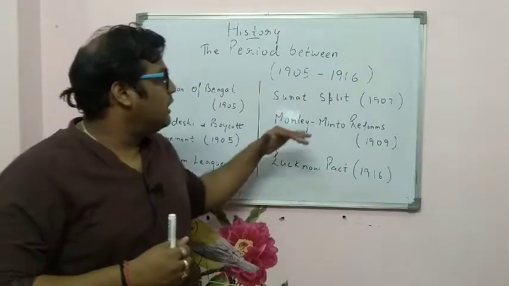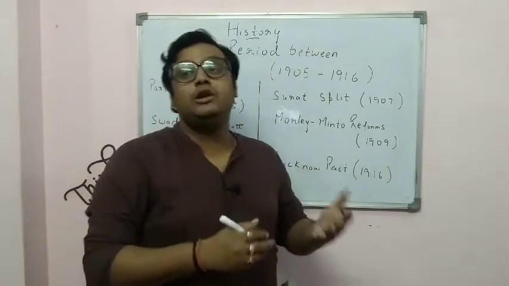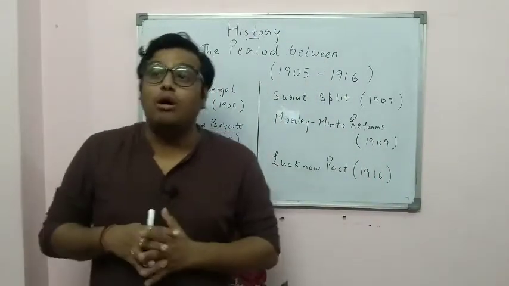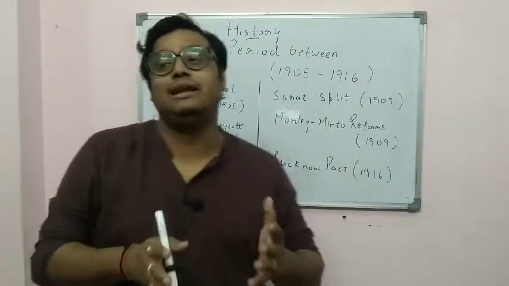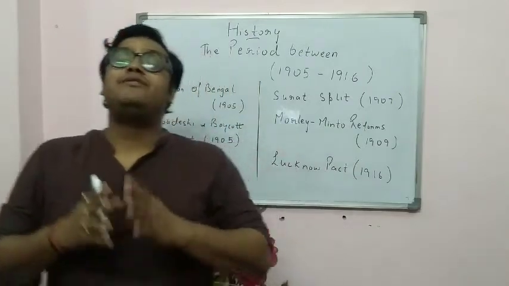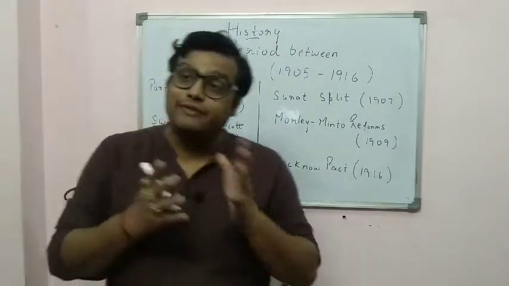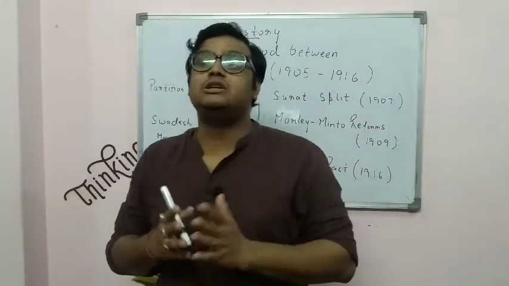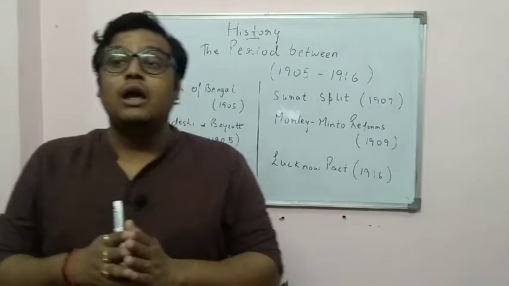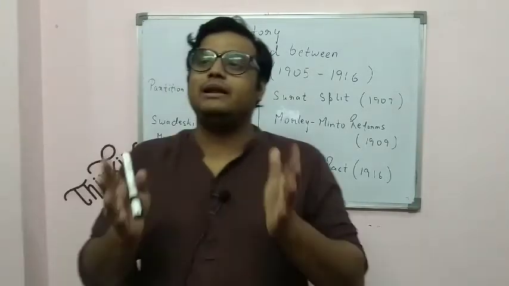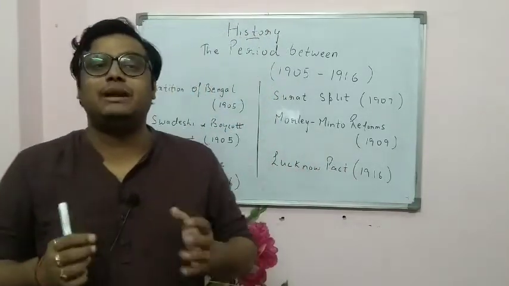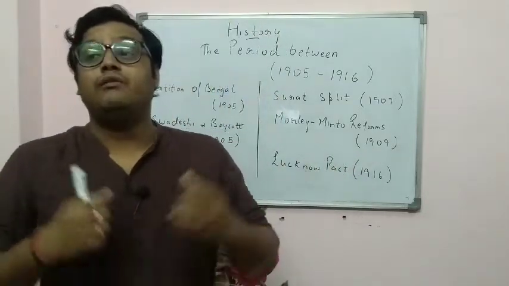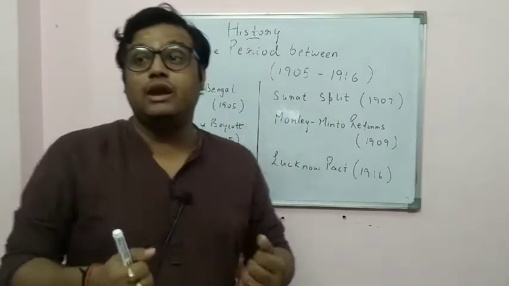Next, we'll be talking about Morley-Minto reforms. Morley-Minto reforms, that is 1909, is also known with the name of Government of India Act 1909. This was the first set of legislative reforms that was being brought by the Britishers. What happened? The Britishers now extended the Viceroy Council. What happened earlier? All the decisions were taken by the Britishers only, but now they wanted to show that we are doing good things for the Indians. We are not anti-Indians, we are pro-Indians.